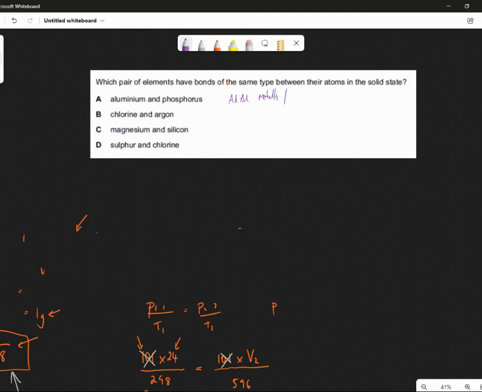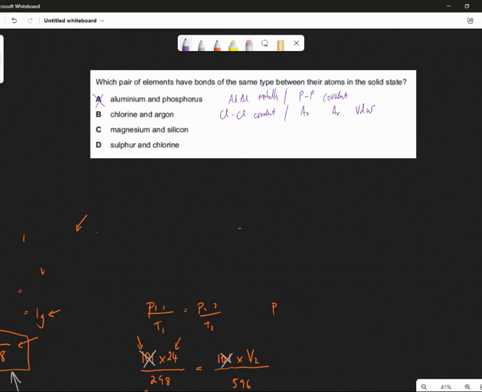Between a phosphorus atom and a phosphorus, it's covalent bonding. So A is not the right answer. Between a chlorine and a chlorine, it's covalent. But between an argon and an argon, well, there's no bonds there, is there? So the only bonding between an argon and an argon is a van der Waals force.